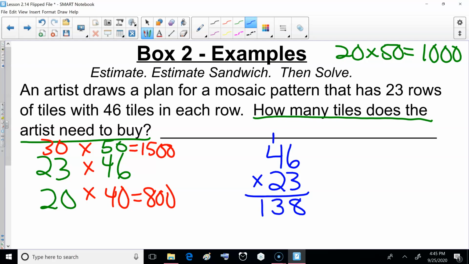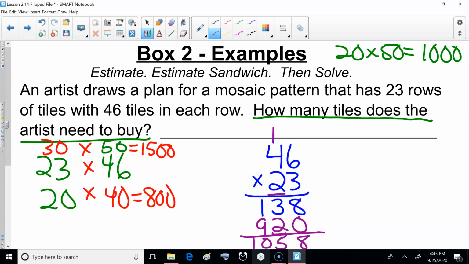Now that we're moving on to the next row, we'll change color to the 10s, which means I'm going to start right here, which means I put a 0 in my ones. 2 times 6 is 12, so the 2 goes there, the 1 goes up above. 2 times 4 is 8, plus the 1 is 9, so we get an answer of 920. When we add those up, we have 8, 5, 0, 1.